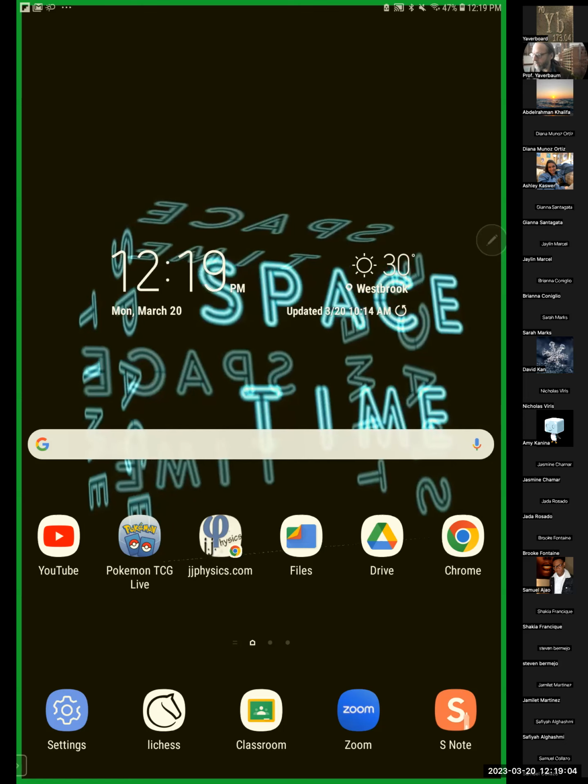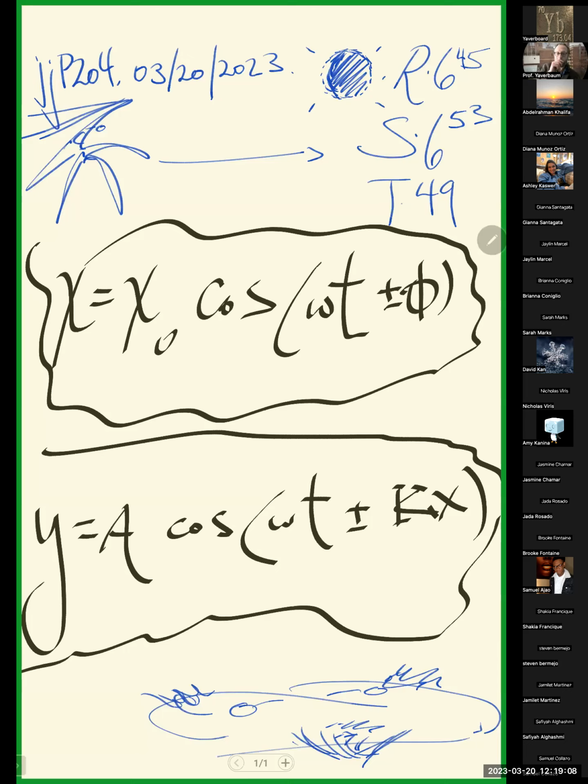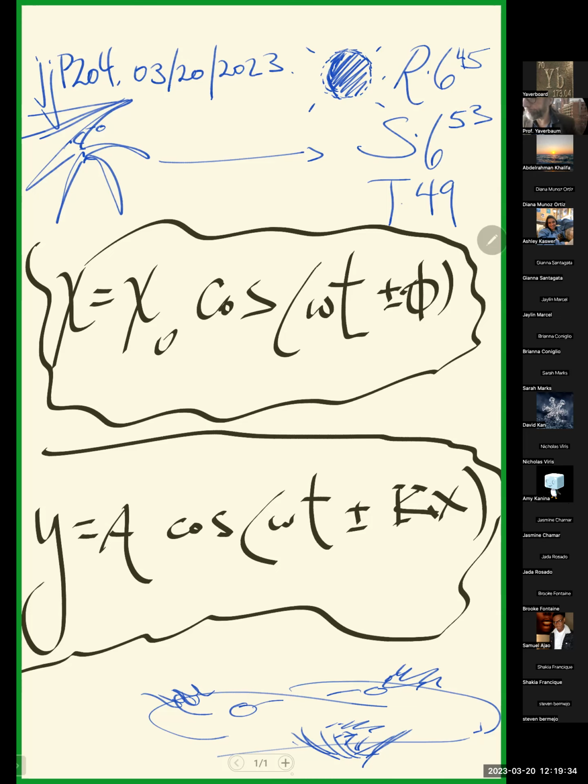But here, okay, what's on the board right now? Well, the top equation, exactly. The top equation is exactly where we left off, I believe, last class. This was the result of homework two.